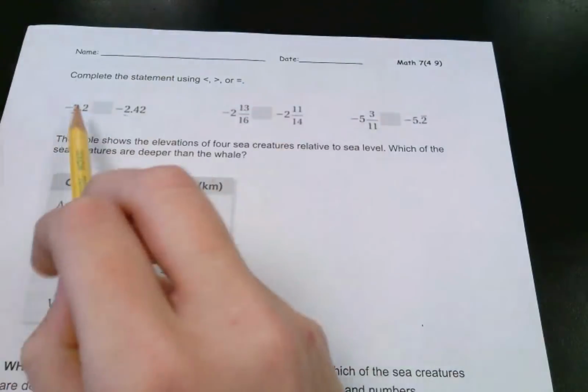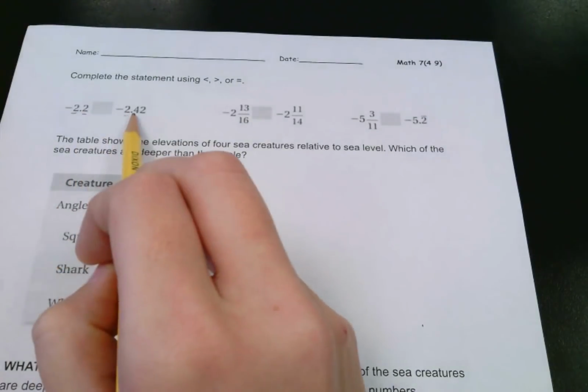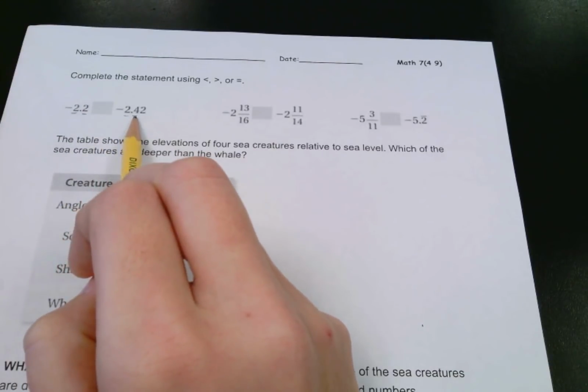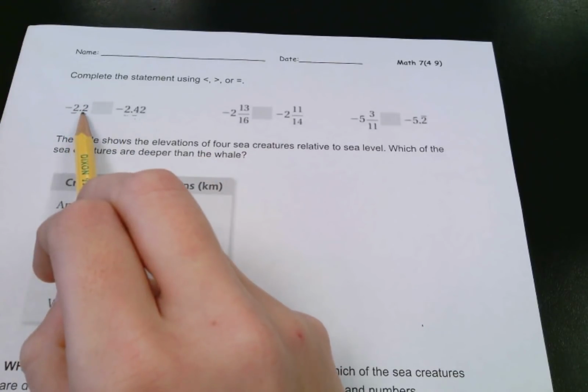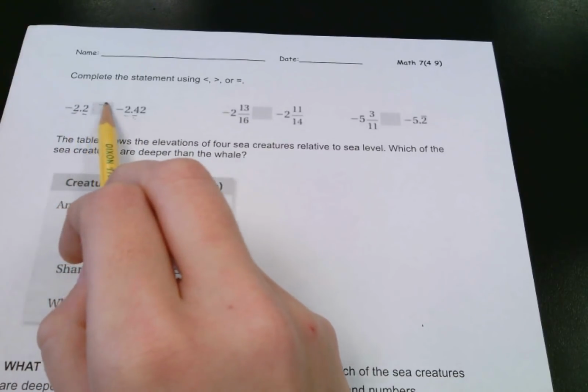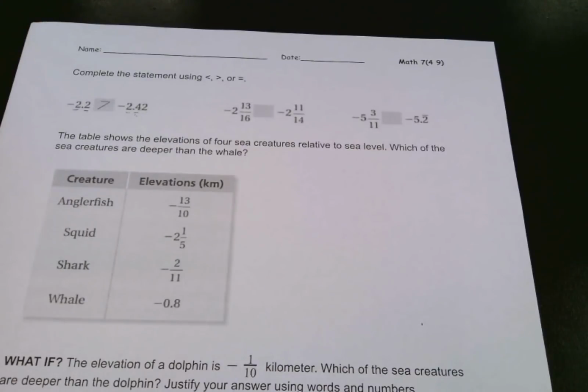So now I need to move to the 10th place, Mrs. Wall, 10th place. So if I look at the 10th place, I have a 2 and a 4. Now, when I look at the number line, 0.2 is going to be closer to 0 than 0.4. So that means that this number is actually greater. That number is closer to 0. So remember, when we think about negative numbers, the closer they are to 0, the bigger they are, right?